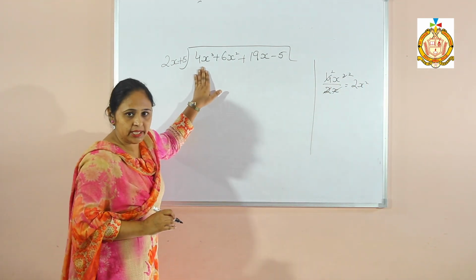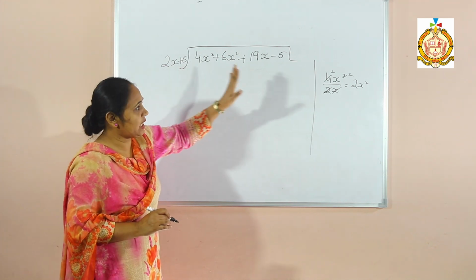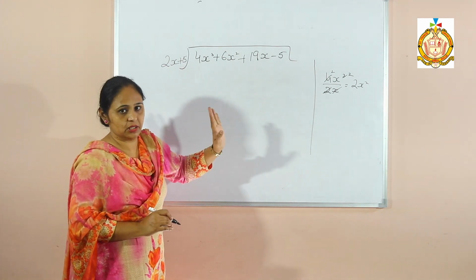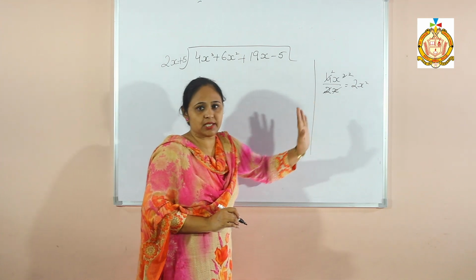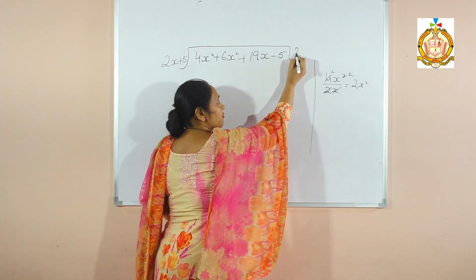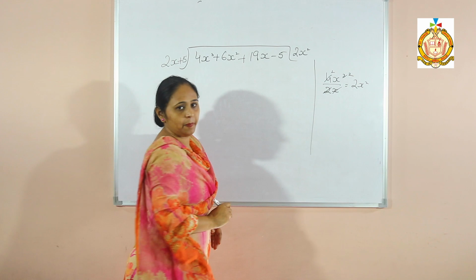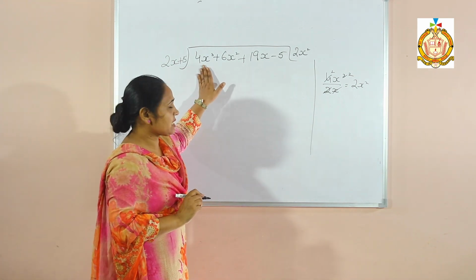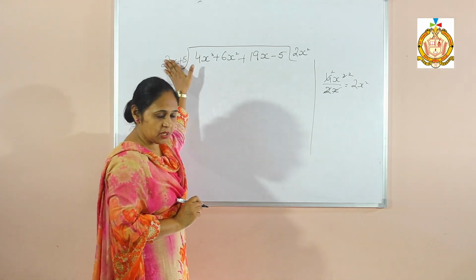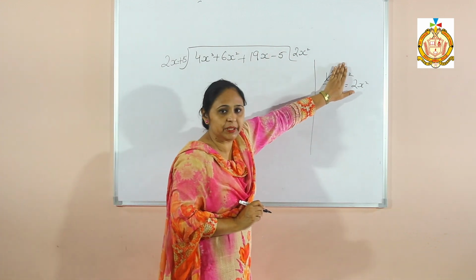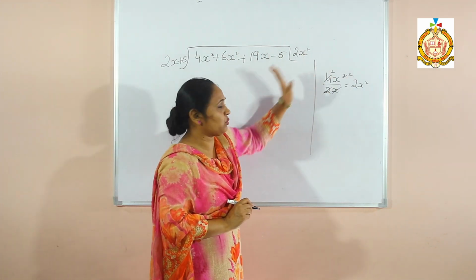First term of inside, first term of outside. I do it as a rough division. What is left? That is 2x square. That 2x square I have to write here. Once again, first term inside, first term outside, I have to divide separately. The answer I have to write here.